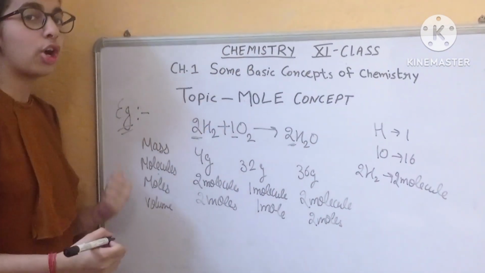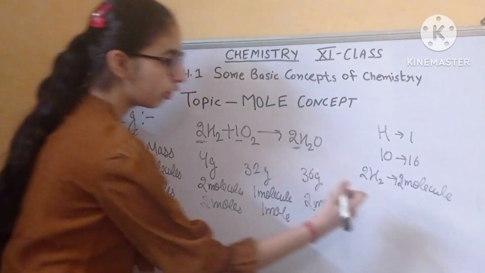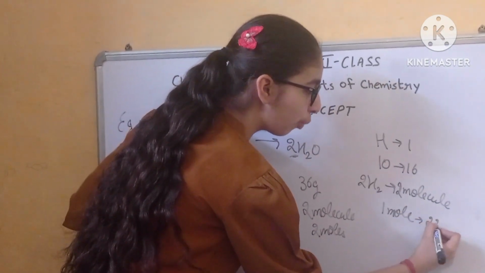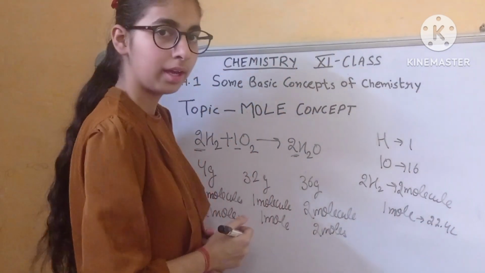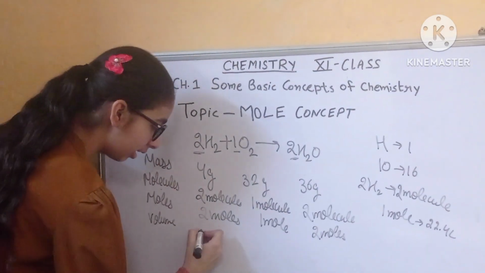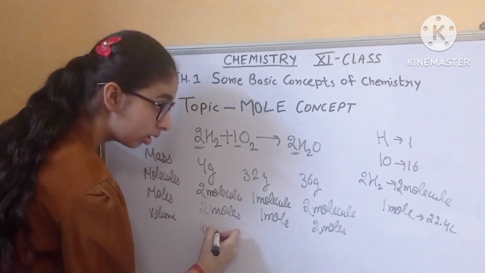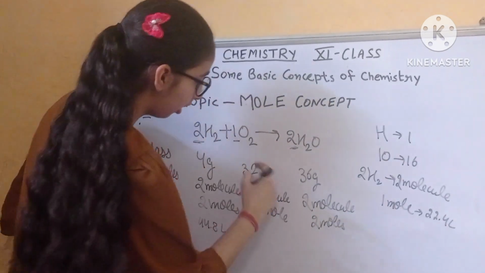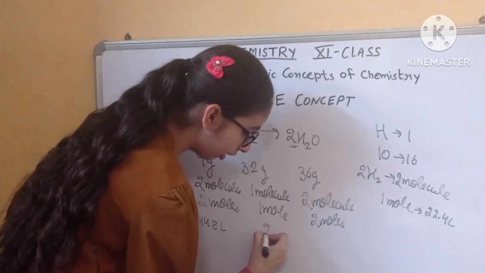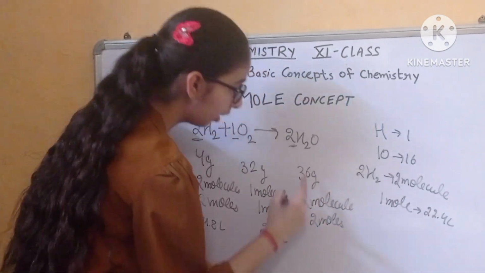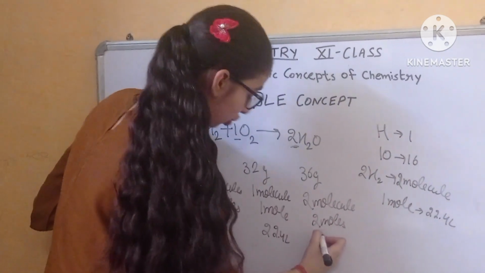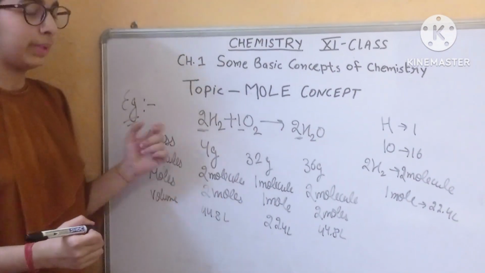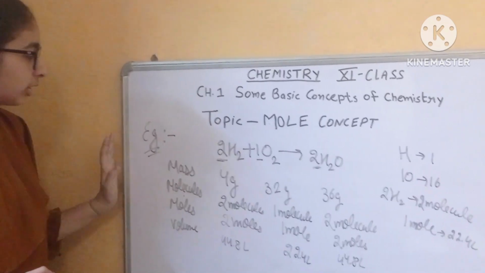Right? Now I talk about volume. For 1 mole, the volume is 22.4 liter. Right? For 2 moles, how many will there be? 44.8 liter. 1 mole of oxygen also has 22.4 liter. For 2 moles of H2O, we have 44.8 liter of volume. So please write this in your notebooks, and this is important.